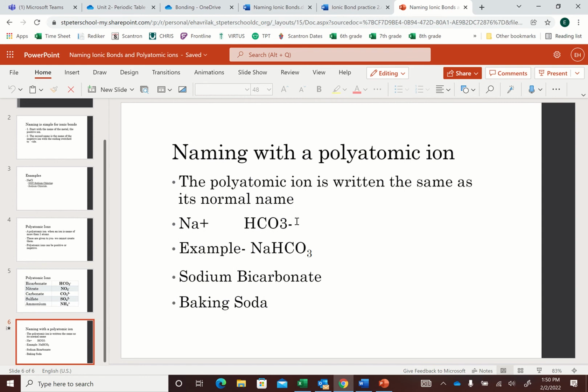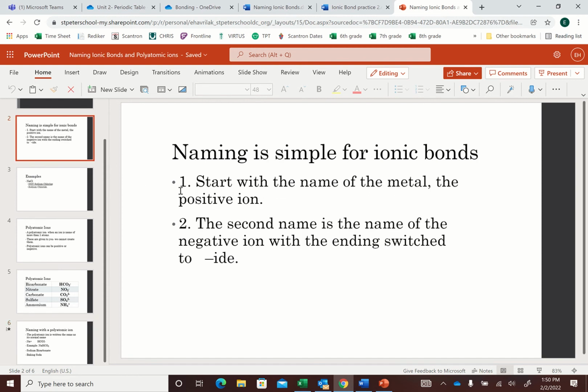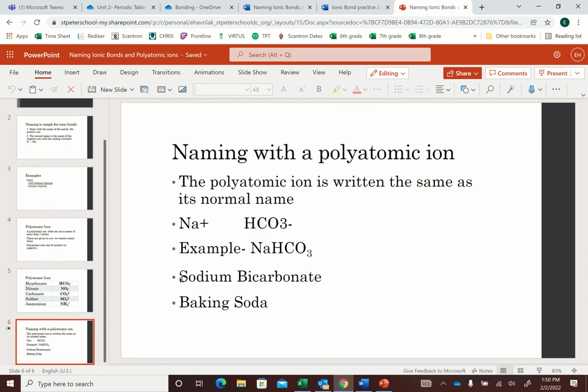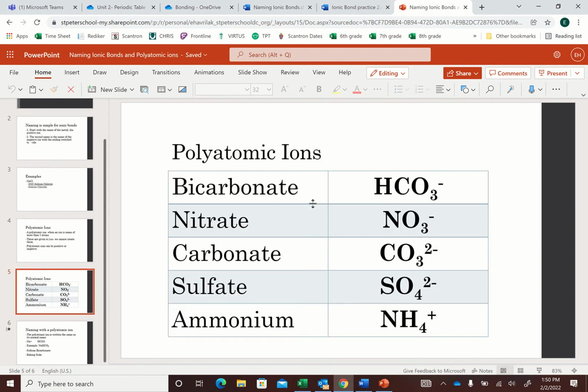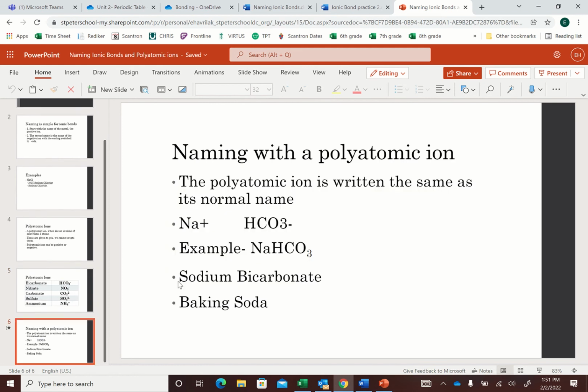When I put them together, I follow my rules. Do my charges even out? A +1, a -1. Yes, they evened out. So I can just put them together as NaHCO3. I name them based on the rules. Rule 1 from way back here was start with the name of the metal, the positive ion. So I started with the name, sodium. I used bicarbonate because that is that ion's name. I come over here, it told me, HCO3-, his name is bicarbonate. So I named it sodium bicarbonate.